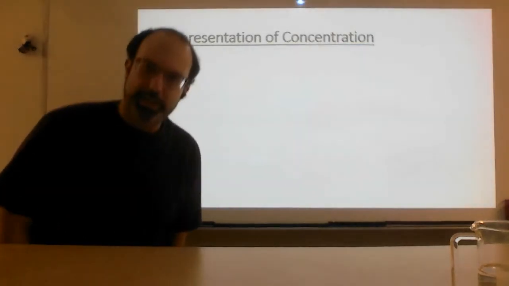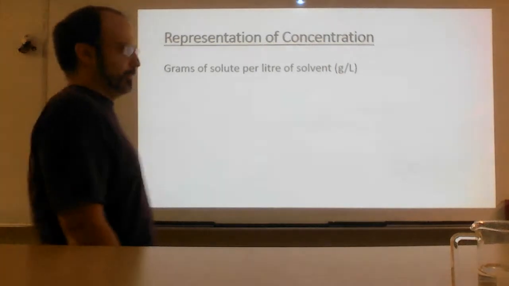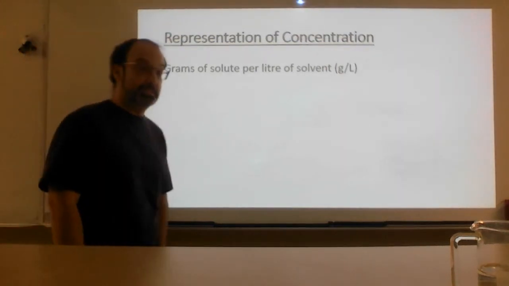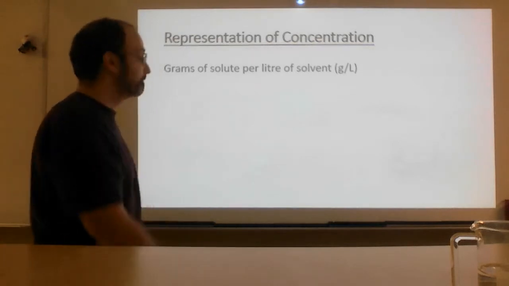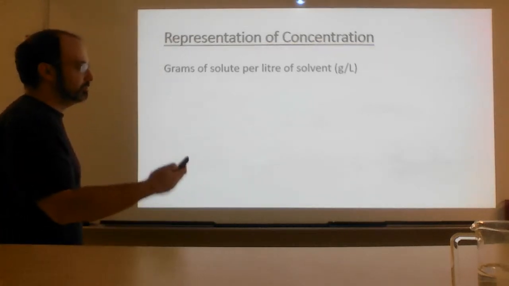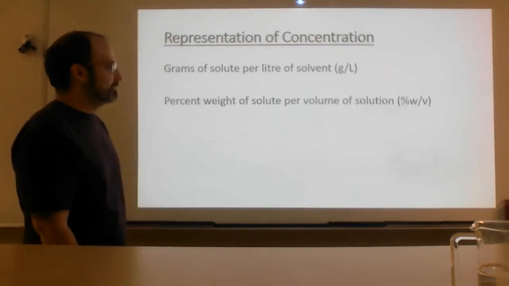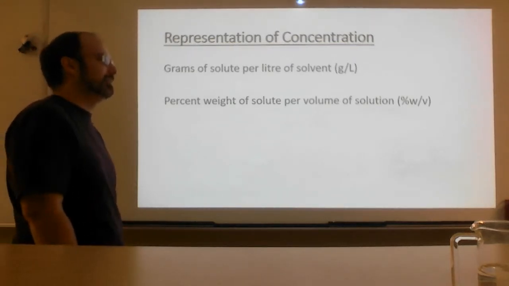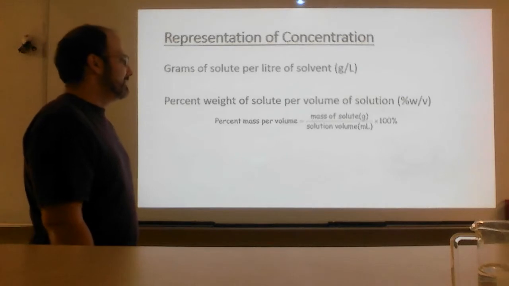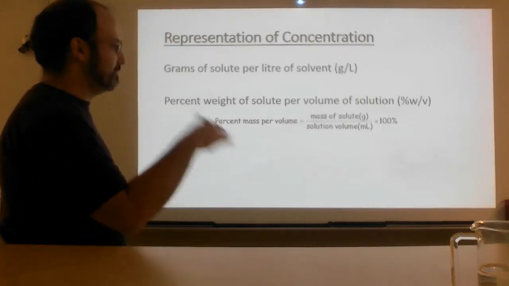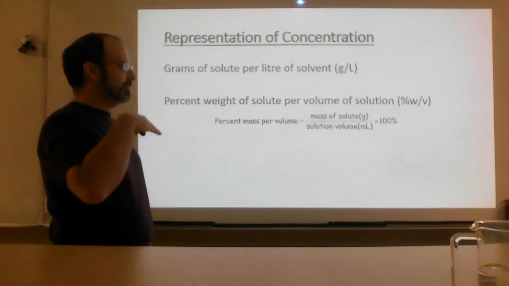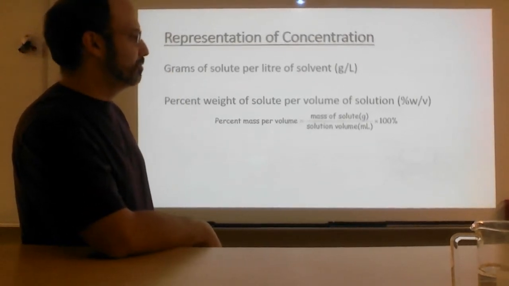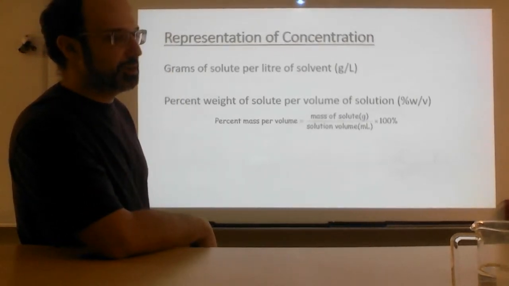Representing concentration, what numbers do we use? Okay, there's a couple. Grams of solute per liter of solvent. That's what I was just talking about with the deadly poison. This one is pretty common, right? Percent weight of solute per volume of solution. We see that sometimes. It's rare, to be honest. So percent weight means that you take the mass divided by the volume of the solution times 100. You're just saying what percentage of the contents of there, right?